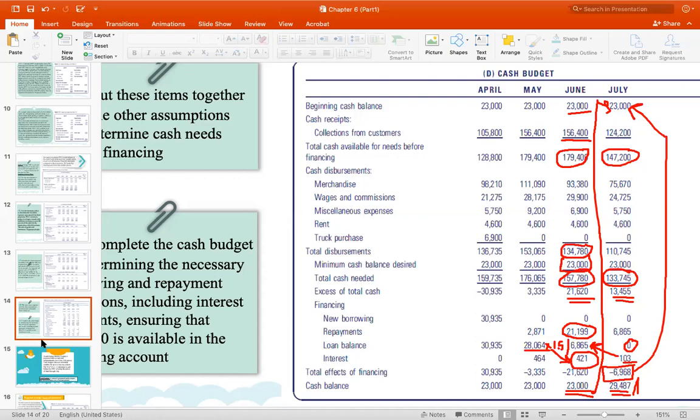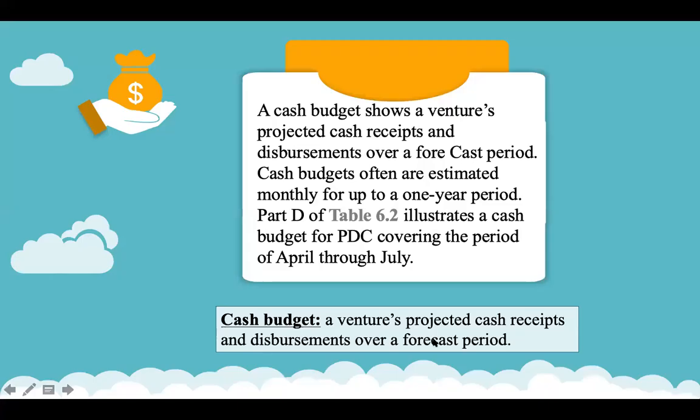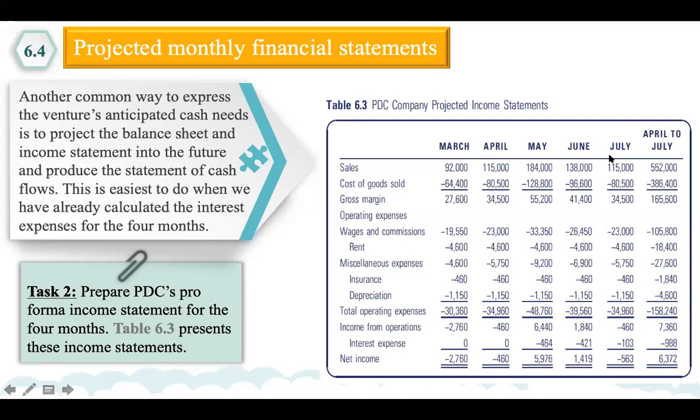So this is about how to build the cash budget. Now let's move to the next one. So the cash budget shows a venture's projected cash receipts and disbursements over a forecast period, right? So cash budgets often are estimated monthly for up to a 1 year period. So part D that we have just treated, of table 6.2, illustrates a cash budget for PDC company covering the period from April through July. Now, once we have determined our cash budget, we can determine the forecasted or pro forma financial statements, whether it is the balance sheet or the income statement.